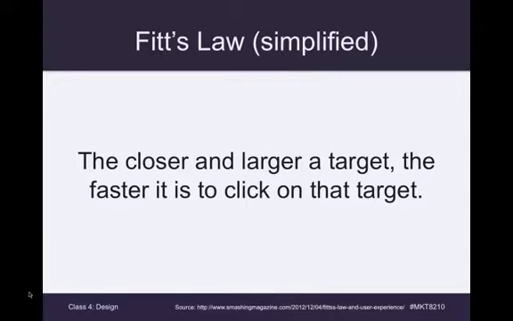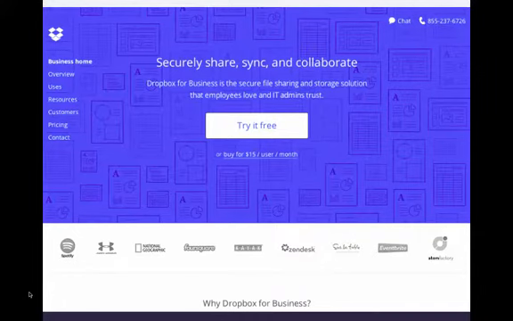So, the closer and larger a target, the faster it is to click on that target. Now we're going to start getting into the purpose of some of these websites and home pages specifically. Let me show you an example. What is the target there? If I open this page in my browser, where would my mouse pointer be? My hand is the pointer on my mouse. Where would it be if I just opened this?